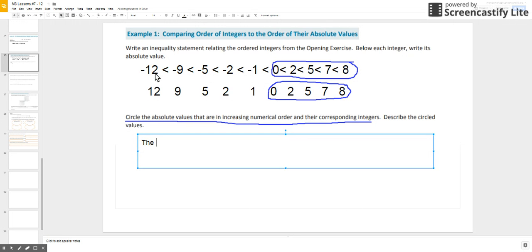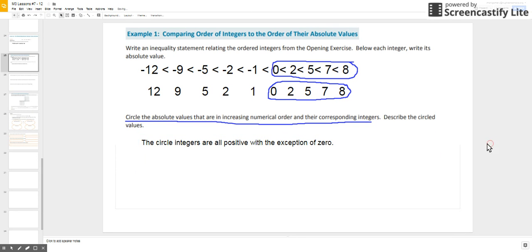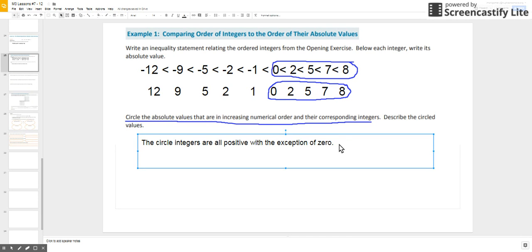So the circled integers, because we're talking about integers, are all positive with the exception of 0. That's what we should notice about the integers. And also, all the circled integers have the same absolute value as their positive numbers, so you probably want to add that in there too. If you look, these are exactly the same. All the circled integers have the same absolute value.